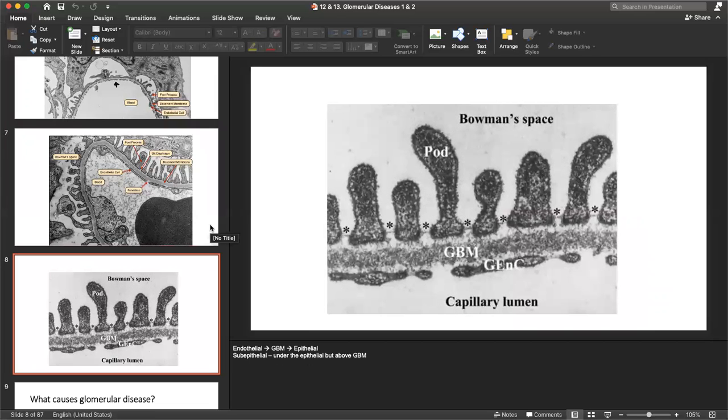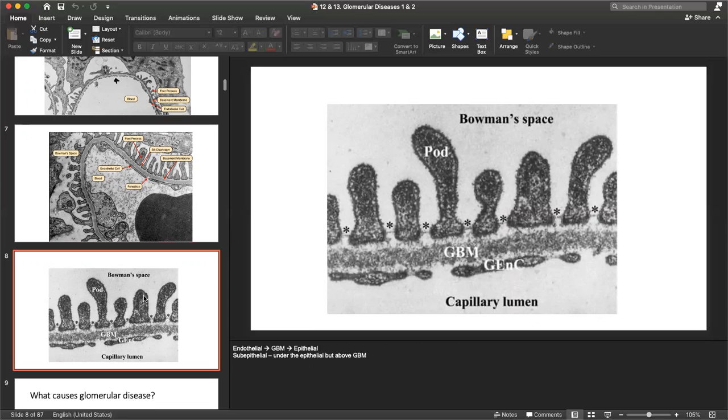So looking inside out, we've got endothelial right here, basement membrane, and then epithelial, which is our podocyte. And then subepithelial is going to be under the podocytes or the epithelial. So sub, it's like a submarine. It's going to be under the epithelial, but above the basement membrane. So like right there.